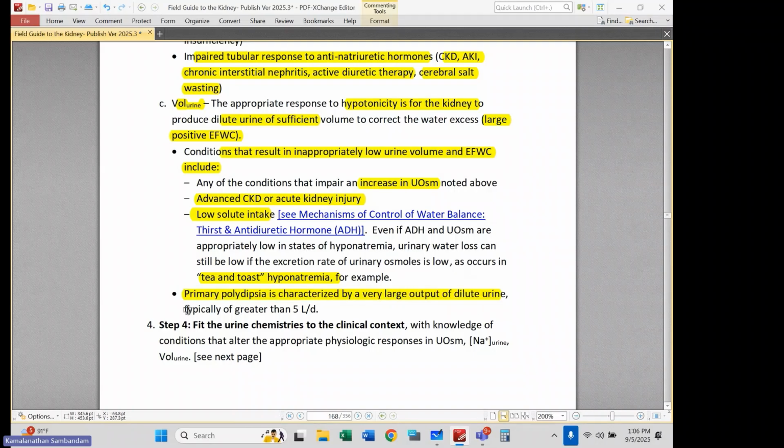Okay. Primary polydipsia has a very dilute, large urine volume. So we can certainly recognize that as we're approaching some hyponatremic patients who have very large dilute urine volumes. That would be the clue that this is a case of primary polydipsia. Okay.